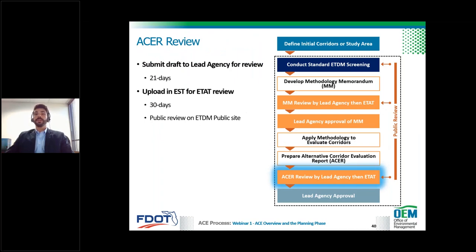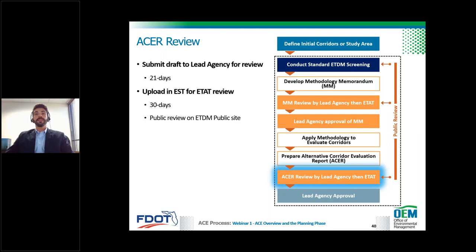When the alternative corridor evaluation report is prepared and ready, the ACER is submitted to the lead agency. Just a reminder that when we say lead agency, it's usually FDOT's Office of Environmental Management, since most ACE studies are conducted for projects that require a federal process for the PD&E phase, such as an environmental impact statement or an environmental assessment. However, there could be times when the district is the lead agency. This is when the PD&E phase will be conducted following a state process, such as a state environmental impact report. In these cases, OEM should still be considered for assistance.